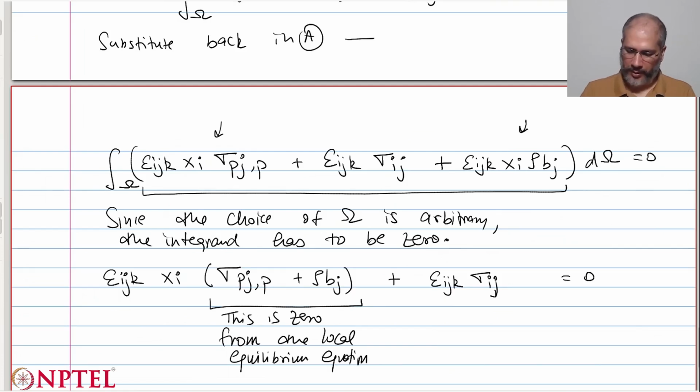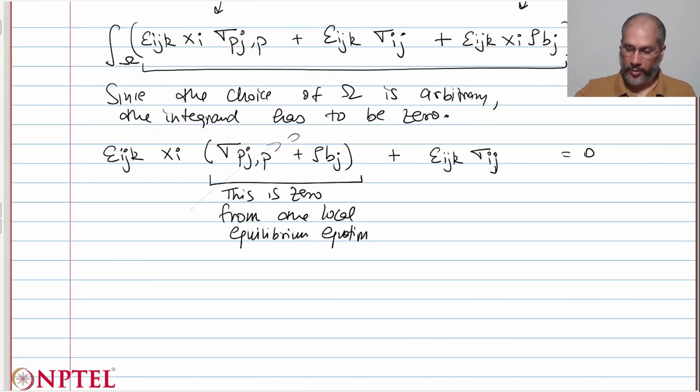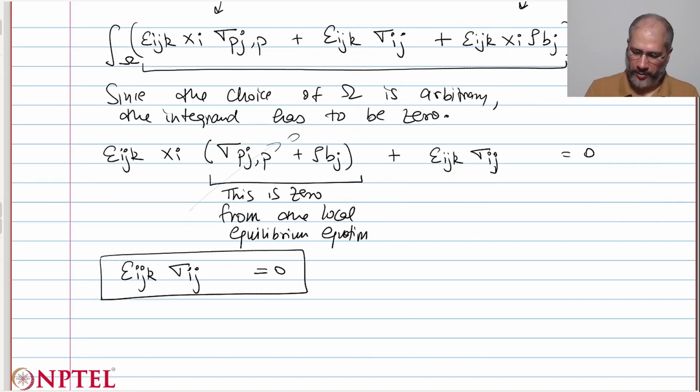So that means this term vanishes. So all we are left with is epsilon ijk sigma ij is equal to 0. Let me box this. So this is the equation that we get by applying the moment equilibrium on the body or any subset of the body.